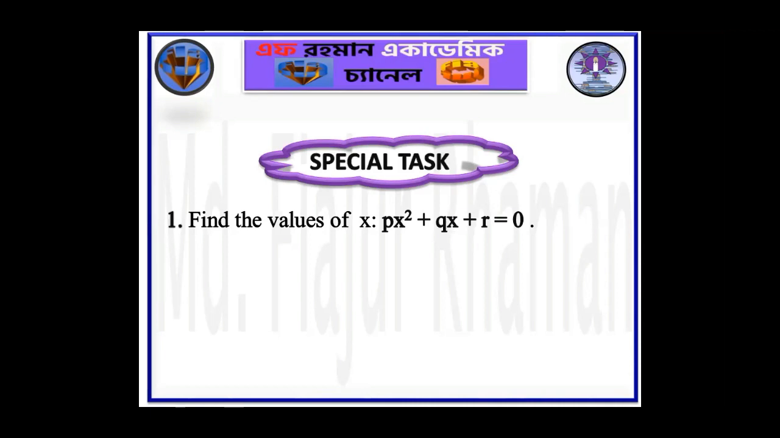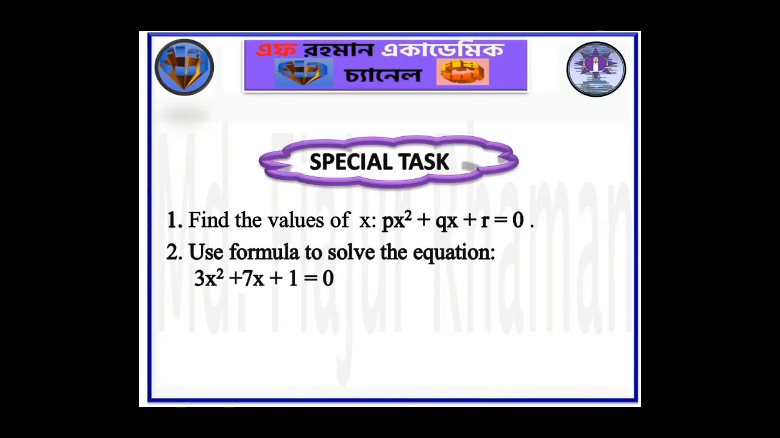Second one, use the formula to solve the equation 3x squared plus 7x plus 1 is equal to 0. You have also done two equations like this. Just this question is asked in a different way. I think it will be solved by all of you, inshallah.